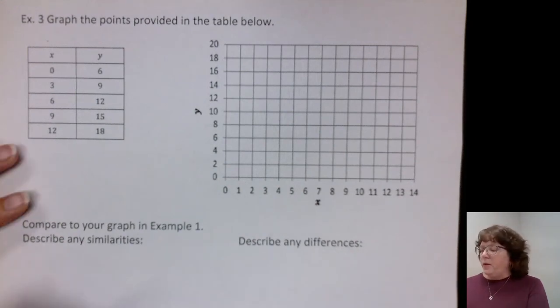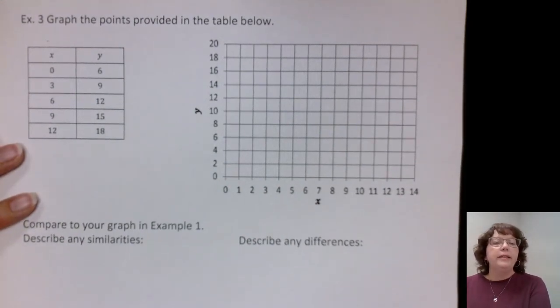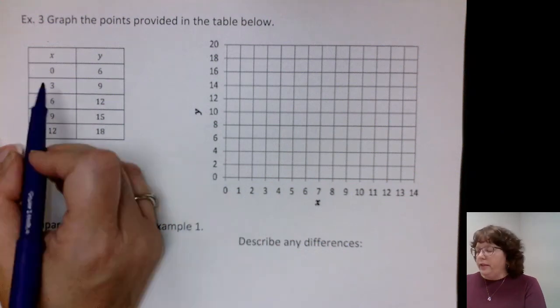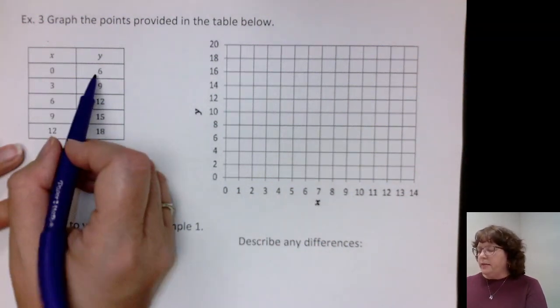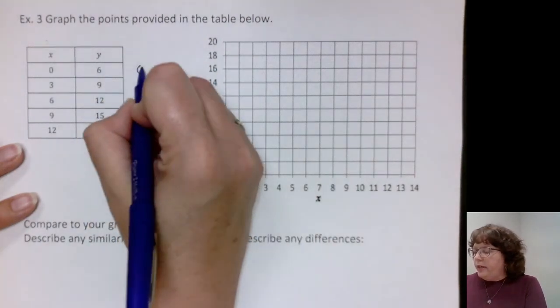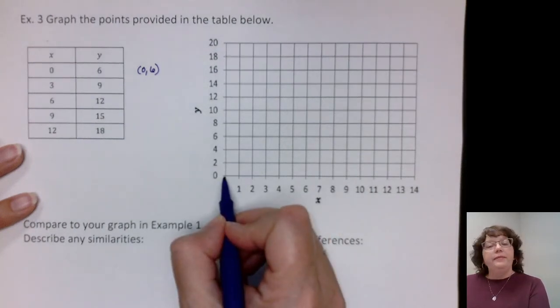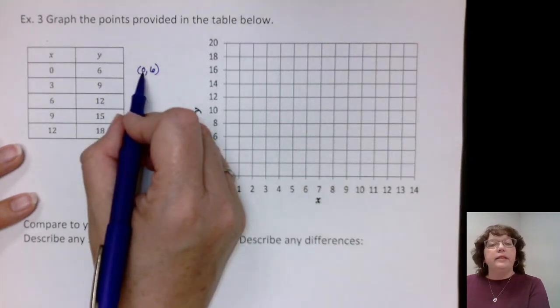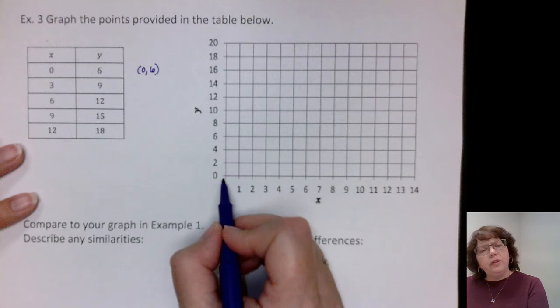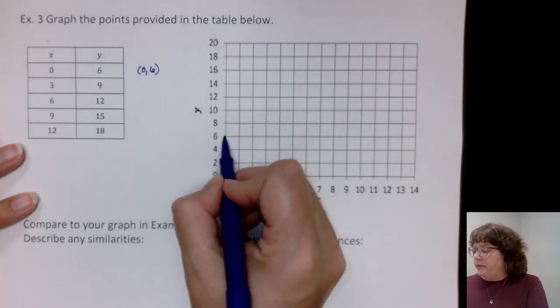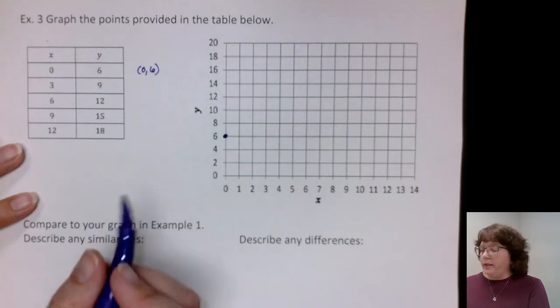This time we're not really given a scenario. We're just looking at some points. Let's start by plotting these points on the graph. We'll start with 0, 6. I'll write it here so you can see what it looks like as an ordered pair. Again, we're going to start at the origin. The x-coordinate is 0. Do we move to the right at all? No, because it says move to the right 0 places. So we're not going to go to the right. But the y-coordinate is 6, so that means we're going to go up 6 and put our point. Very good. Okay, what about 3, 9?